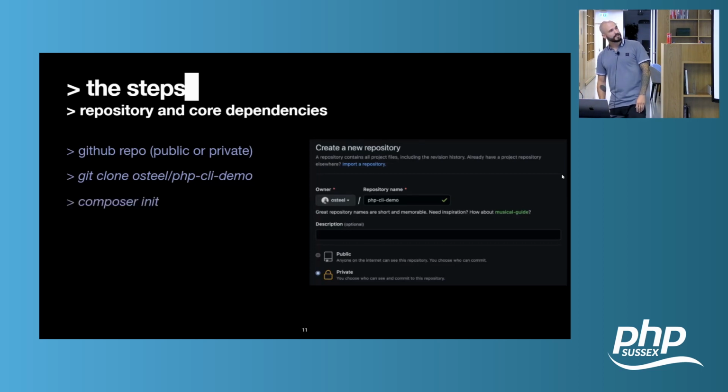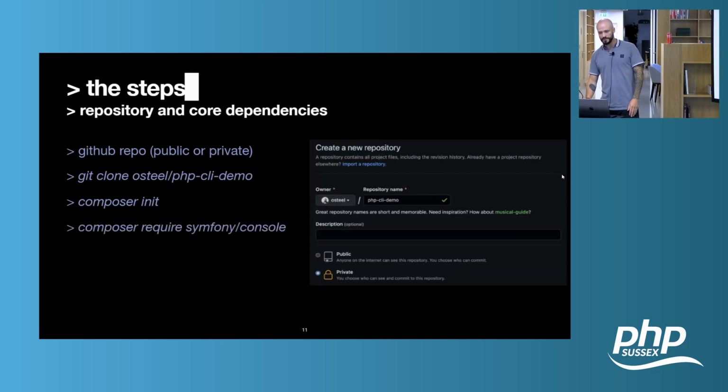Once you've done that, you run composer init, which is a command that initializes a new Composer project. It asks you a series of questions about the project, so stuff like the name of the project, a description, who the author is, that sort of stuff. And once you're done, it will generate a composer.json file for you containing all of the information that you've provided.